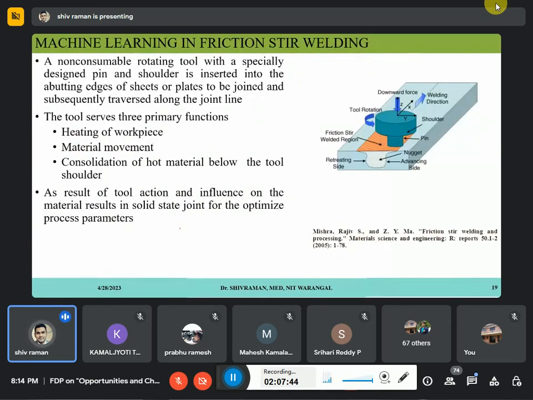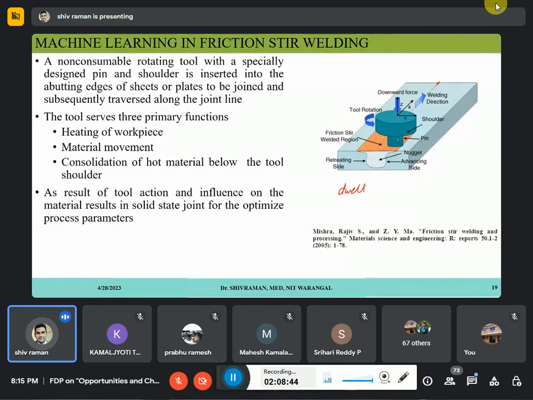If you consider the working principle of the FSW technique, it utilizes a rotating tool with a pin and a shoulder, and this rotating tool is plunged into the joint line or plane surface. This is the joint line where I want to do welding. The tool is rotated, and once it plunges inside the material, I keep the tool there for a certain interval of time, which we call dwell time. After the dwell time, I allow the tool to travel along the welding direction, which results in the formation of a joint. This joint is developed using severe plastic deformation, producing equiaxed, fine grain structure, which generally exhibits good mechanical properties. There is no melting involved, which is why it is a solid state welding process.